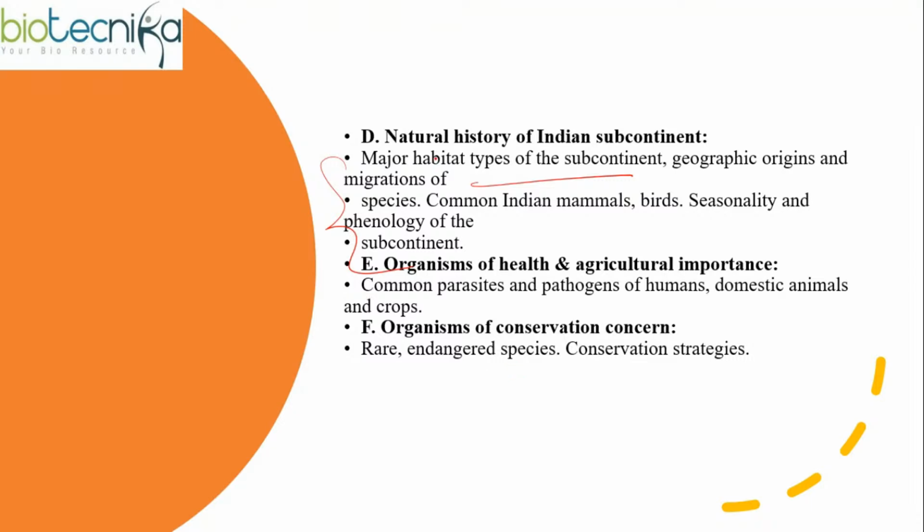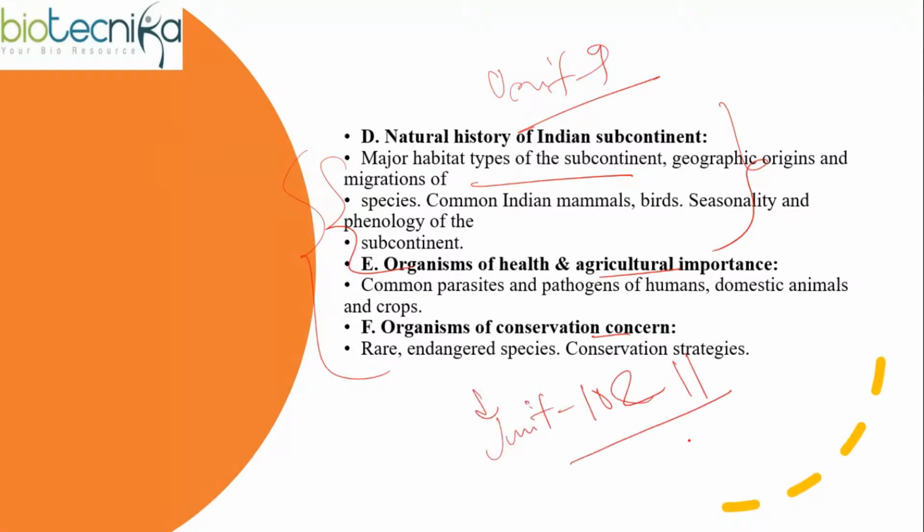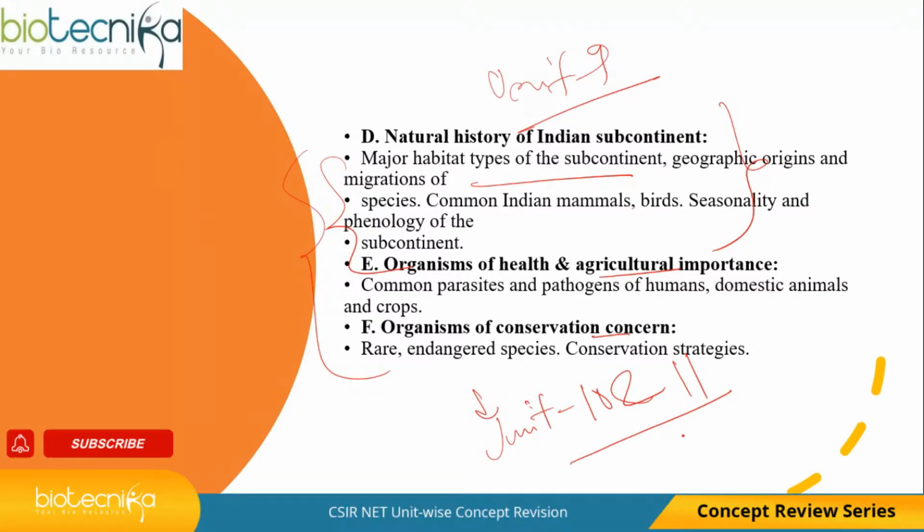All right. Now, the pending part of Unit 9 is natural history of the Indian subcontinent, organisms of health and agricultural importance, and organisms of conservation concern. You can omit these parts from Unit 9, and don't try to cover all these things again from Unit 9, because they will already be covered under Unit 10 and 11.